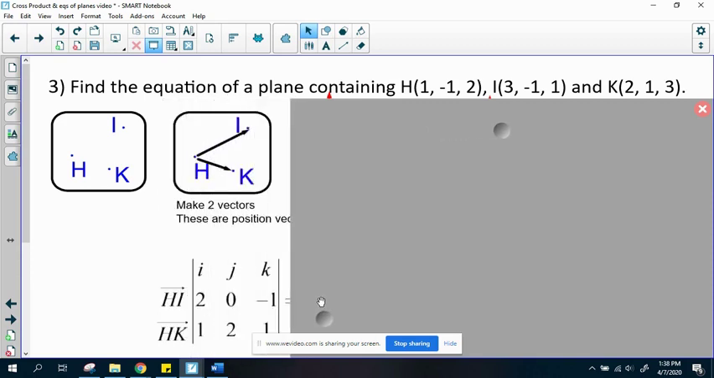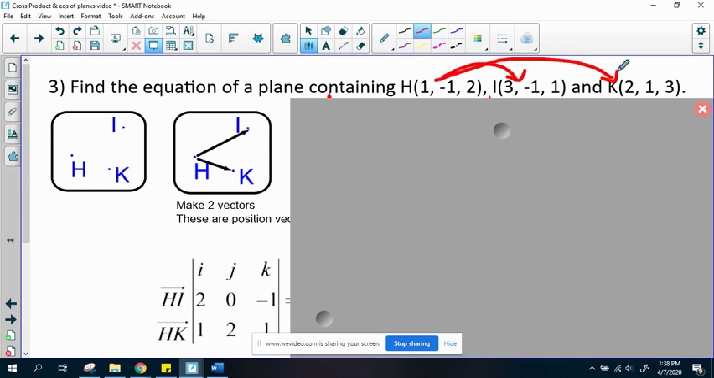Now, you can really do them any way that you want. I always like to make a vector going from the first point to the second, as well as the first point to the third. But you will get the same answer in the end if you do like I to H or K to I. It does not matter. But as you can see, I'm basically making 2 vectors.